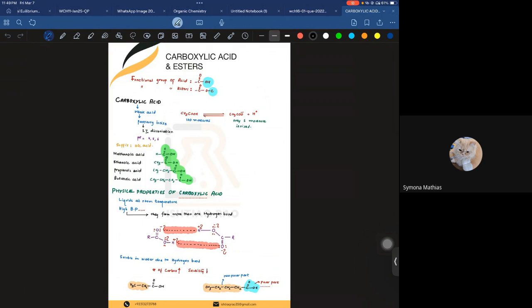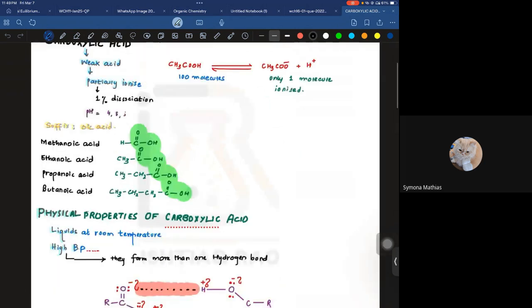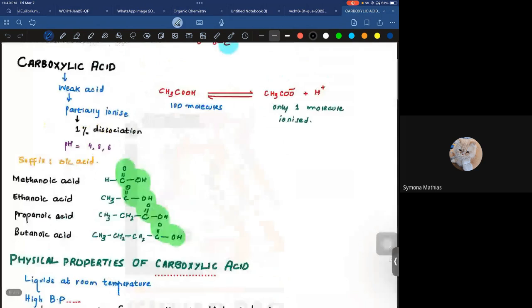What is the difference between the physical properties of this carboxylic acid and those that you have studied so far? First of all, you need to know that carboxylic acid is a weak acid. What is the definition of a weak acid? It can partially ionize.